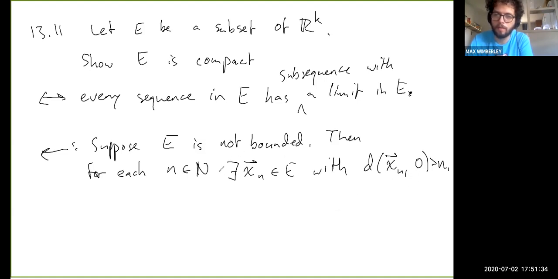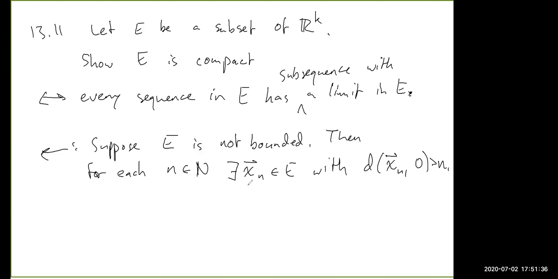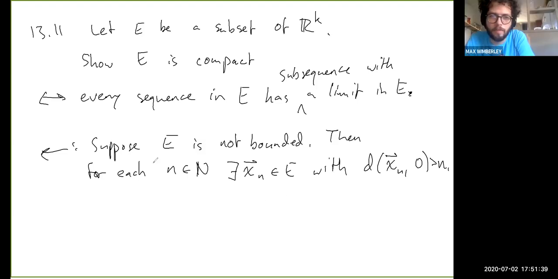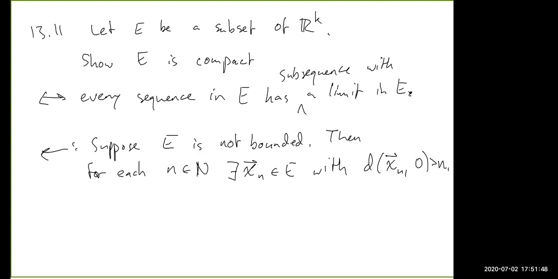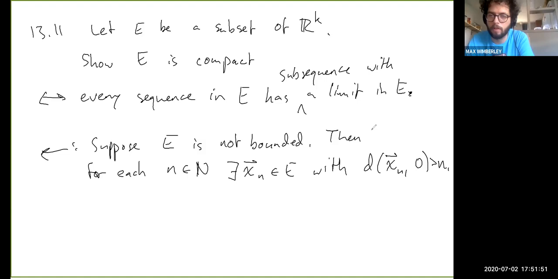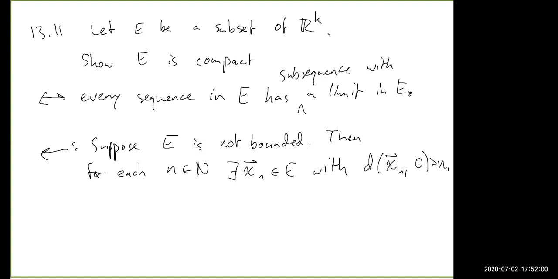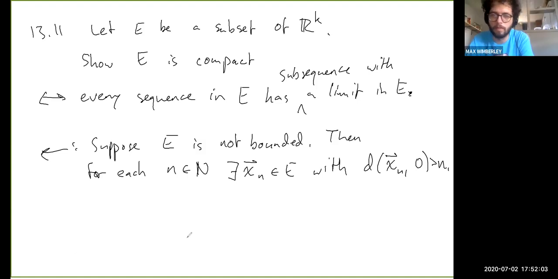Does that make sense? Wait, can you explain a little bit about that? So basically, if E is not bounded, what that means is that you have to be able to find points that are arbitrarily far away from 0. Because if you couldn't, then there would be some upper bound on how big the distance from 0 could get, right? And if there was an upper bound, then you could find some big sphere around 0 that contains all the points in E, and that would mean E was bounded, right?